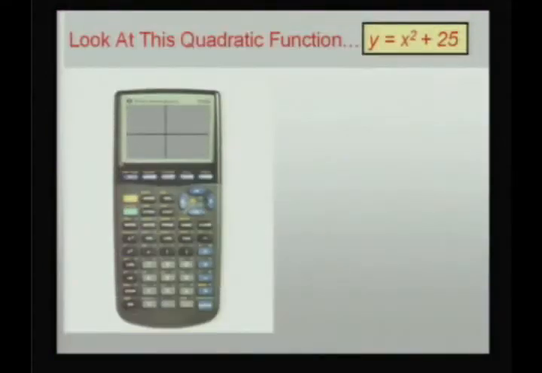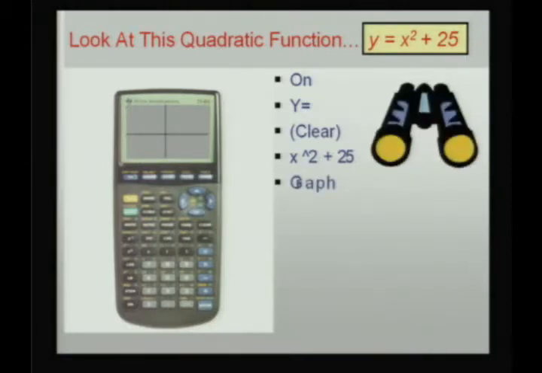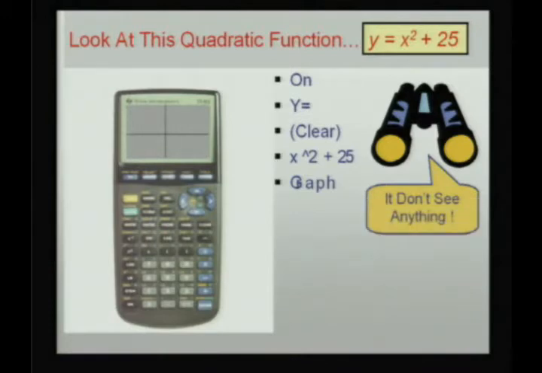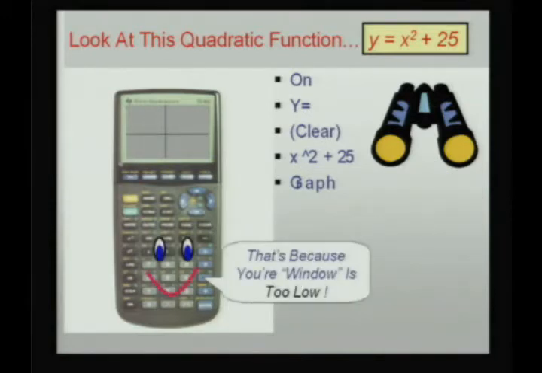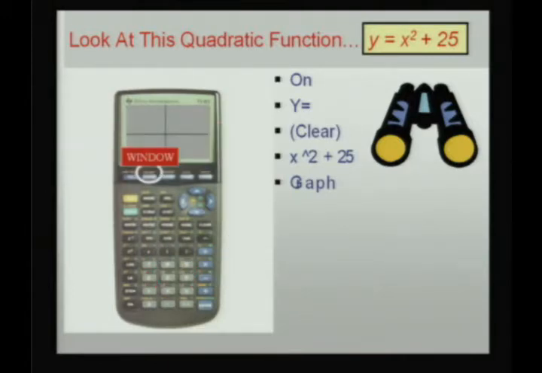Now, if we tried to graph this one, once again, we turn it on if we need to, hit y equals, clear out the old one, and type in your function. Now, if you hit graph, this time I don't see anything. It's there, I just don't see it. What happened? Well, I think in this case I'm too low. I'm looking down.